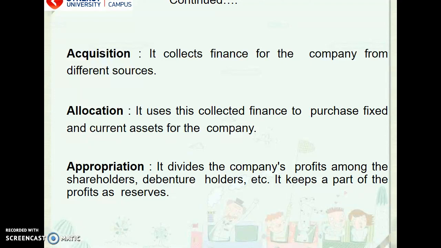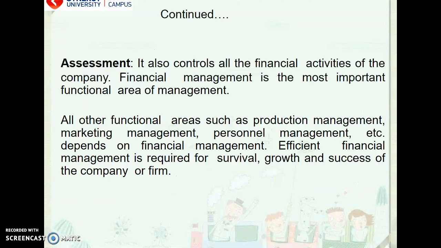And then the issue of allocation of finance, either to purchase fixed assets or to purchase current assets. The issue of investment decisions also comes under allocation of finance. Then appropriation, where we are dividing the company's profits among the shareholders. This is the issue of dividend decisions, which we will cover in detail. At certain instances, we have to keep money within the business as retained earnings to continue business operations and ensure growth of the business.